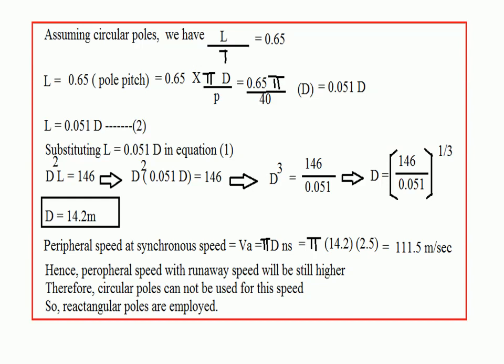Then first you check for peripheral speed at synchronous speed. So peripheral speed Va equal to pi d into ns. After substitution of all values, we are going to get the value around 111.5 meters per second. Now this value is above the permissible speed. In the problem he has mentioned the peripheral speed should not exceed 65 meters per second. Hence circular poles are not suitable. Hence next our choice is to go for rectangular poles.